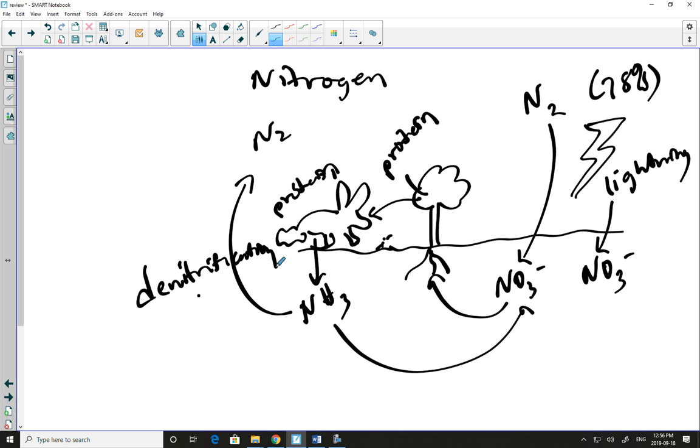Right, and that's denitrifying bacteria that allow denitrification to take place. Nitrifying bacteria that convert nitrogen gas into nitrates. Well, it's the bacteria that are doing this. And of course, yeah, waste products, so when the animal dies, decomposers convert back into ammonia or nitrates.